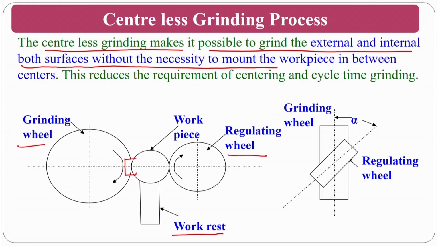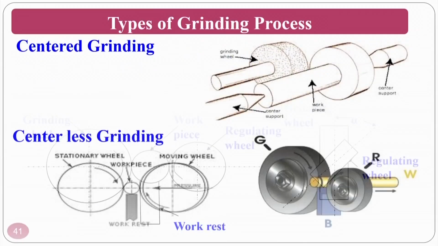The regulating wheel controls the feed and continuously gives the feed to the workpiece, so that contact is maintained between the workpiece and the grinding wheel, and the surface gets machined or finished. The regulating wheel and the grinding wheel normally have a certain angle, represented by alpha. Alpha can be varied depending on the requirement, or you can keep it constant.